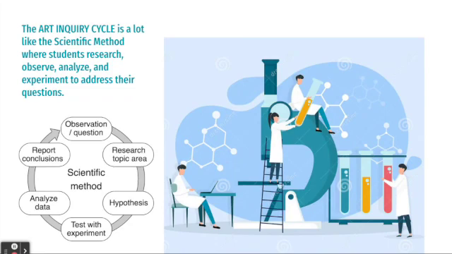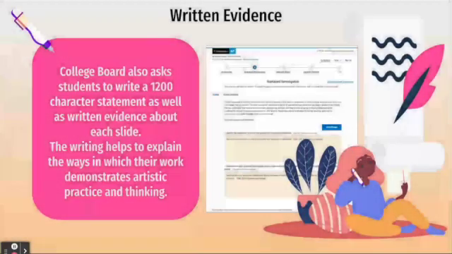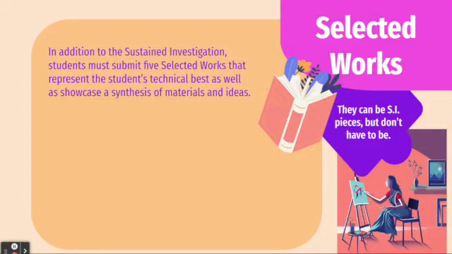The art inquiry cycle is a lot like the scientific method, where students research, observe, analyze, and experiment to address their questions. College Board also asked students to write a 1,200-character statement, as well as written evidence about each slide. The writing helps to explain the ways in which their work demonstrates artistic practice and thinking. In addition to the sustained investigation, students must also submit 5 selected works that represent the student's technical best, as well as showcase a synthesis of materials and ideas.